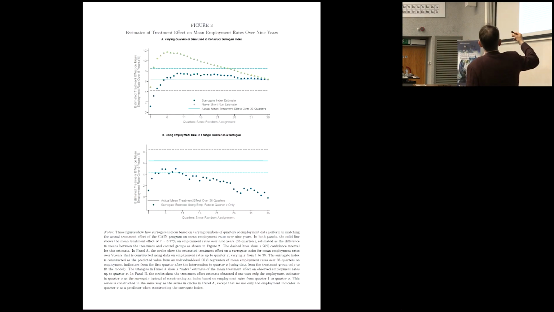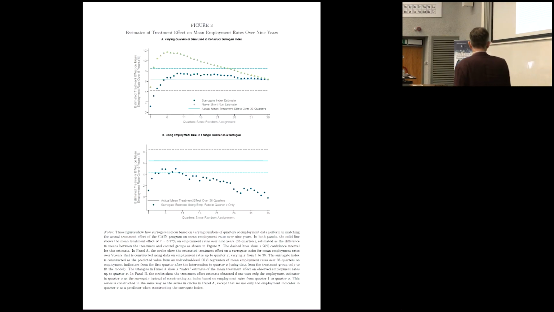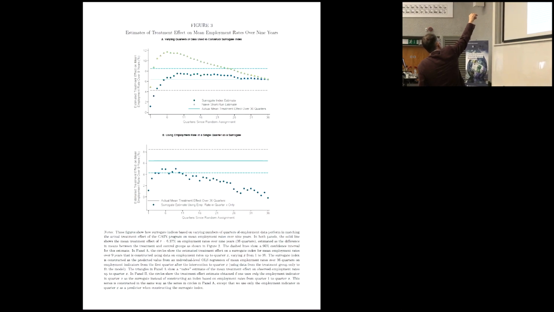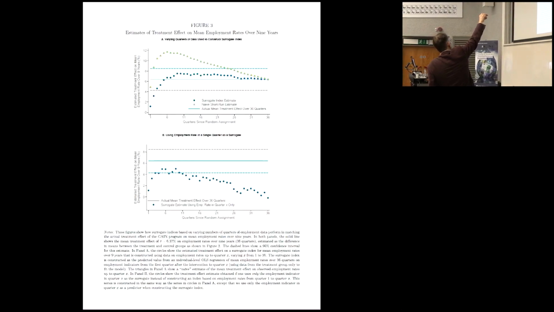And the question was, if we only use outcomes up to the first capital T quarters, how well do we do in terms of predicting the average effect of the treatment over that 9-year period? The average effect was about, so there's this solid line, about a 6 percentage point increase in employment.